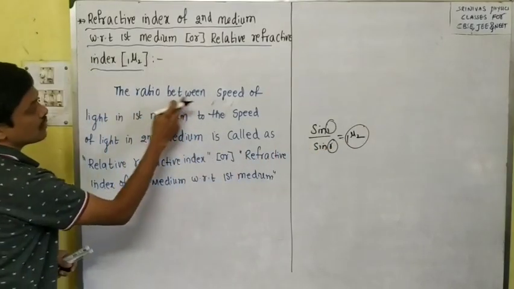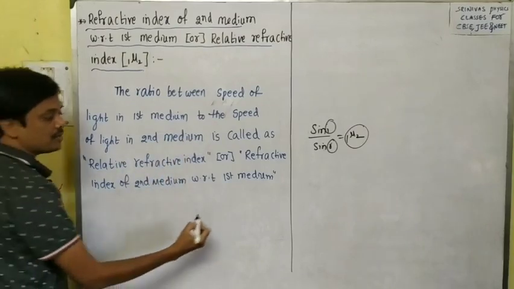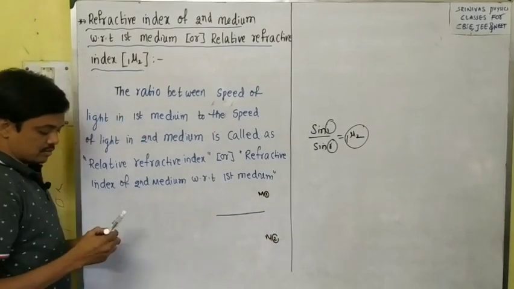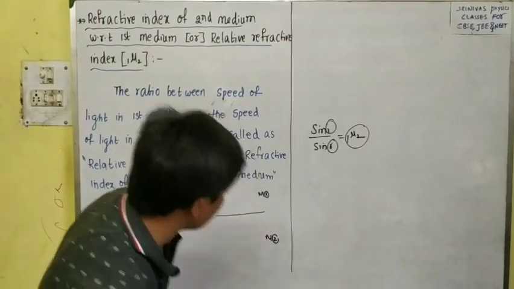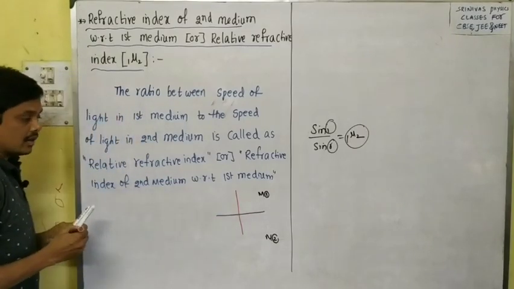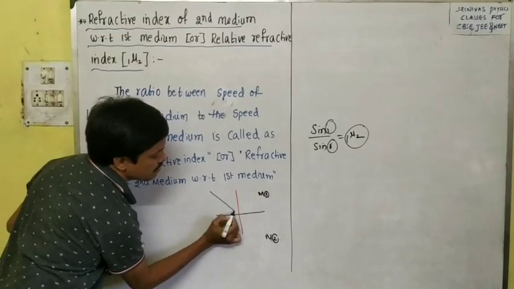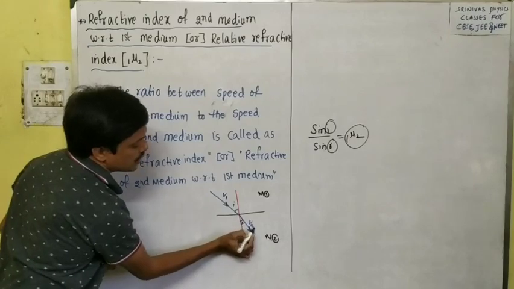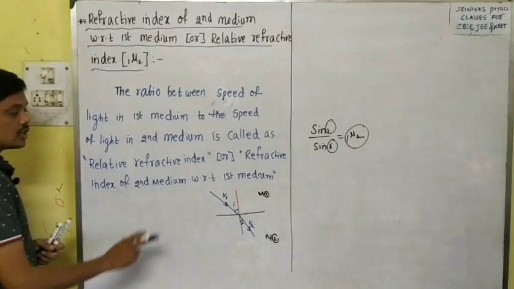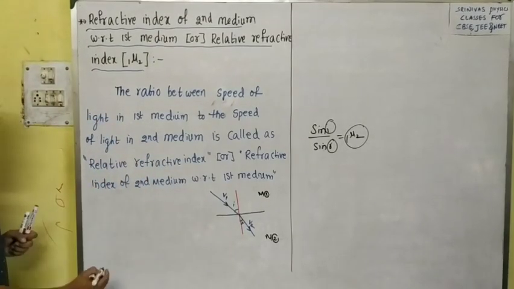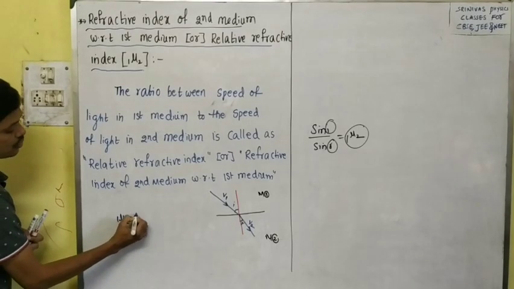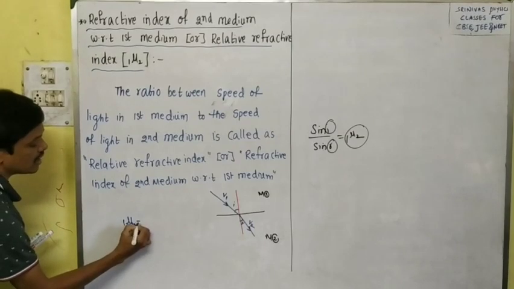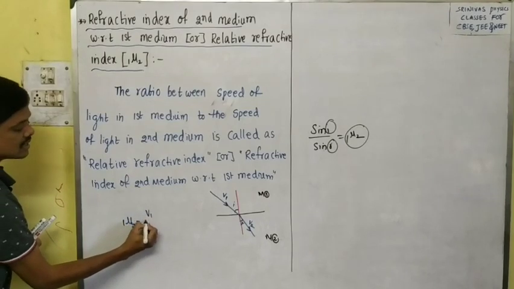The definition of 1 mu 2 is the ratio between the speed of light in first medium to the speed of light in second medium. For example, this is medium 1 and this is medium 2, and this is the line separating the two mediums. Light moves from first medium to second medium. The light has speed v1 in the first medium, and after entering the second medium its speed becomes v2. The ratio between these two speeds is equal to the refractive index of second medium with respect to first medium. That means 1 mu 2 is equal to speed of light in first medium by speed of light in second medium, that is v1 by v2.